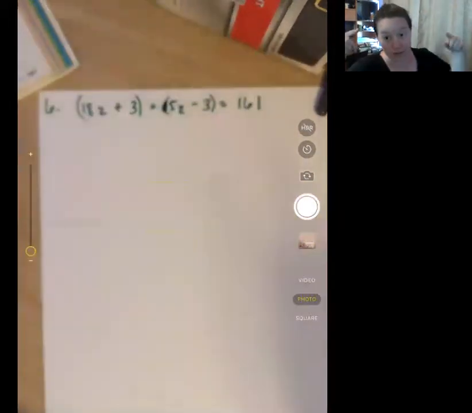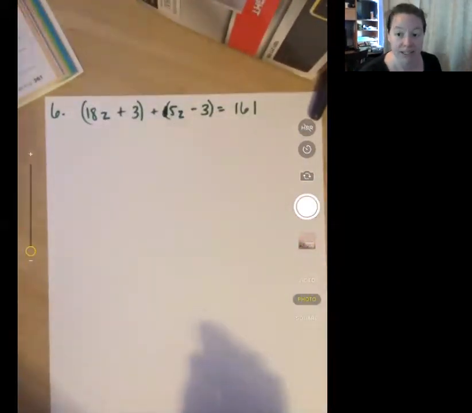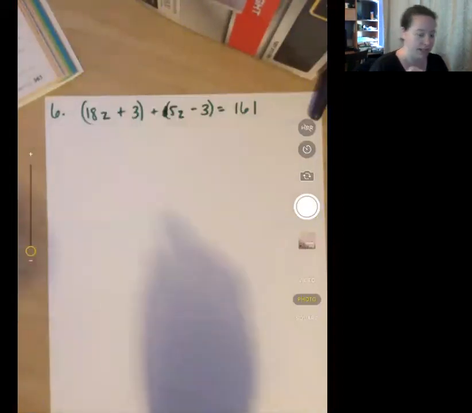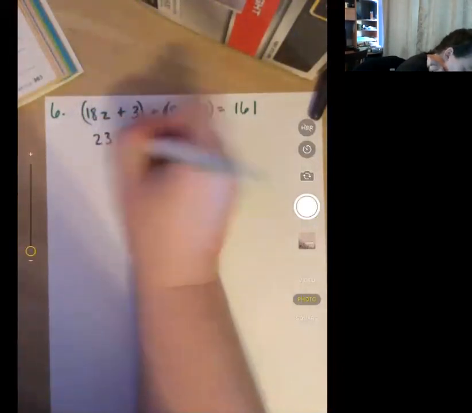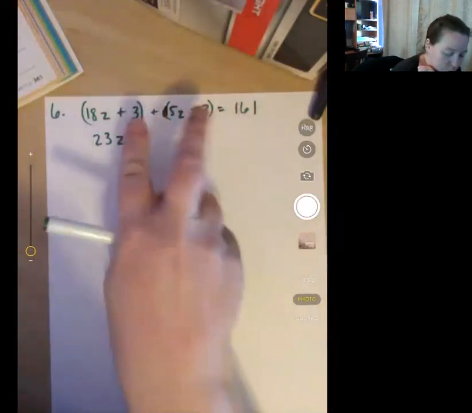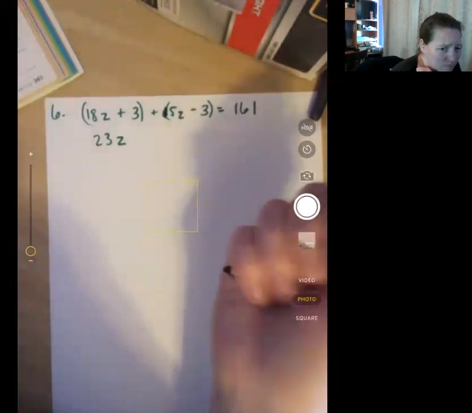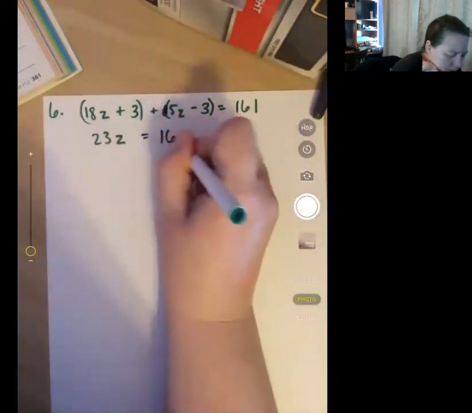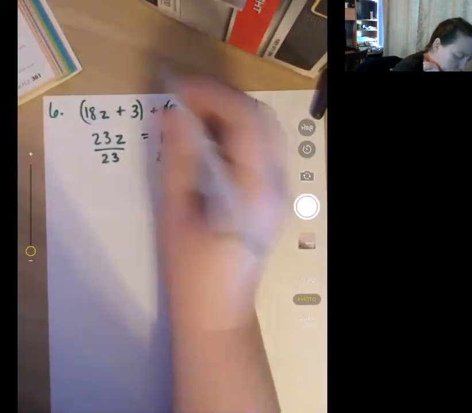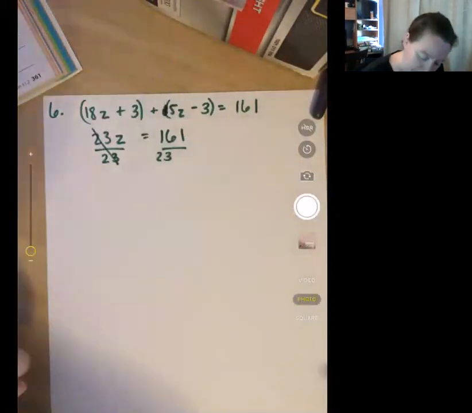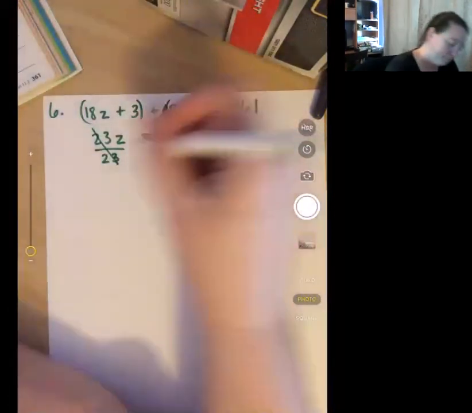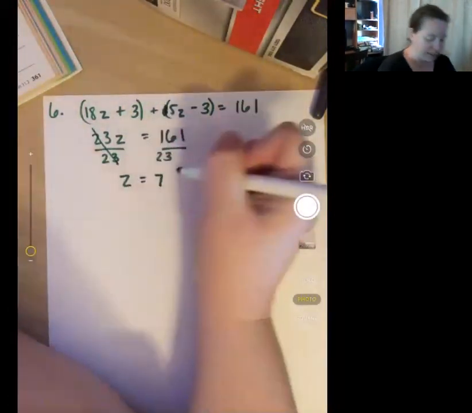I'm going to put my z's together first. So the 18 plus 5, that has us at 23. And then plus 3 minus 3, because I'm just going to put the numbers together. 3 minus 3 is 0, so I don't even need that. Equals 161, so I am going to divide by 23 because it was multiplied before, so now I'm just going to divide it. And 161 divided by 23 is 7. So z is equal to 7.